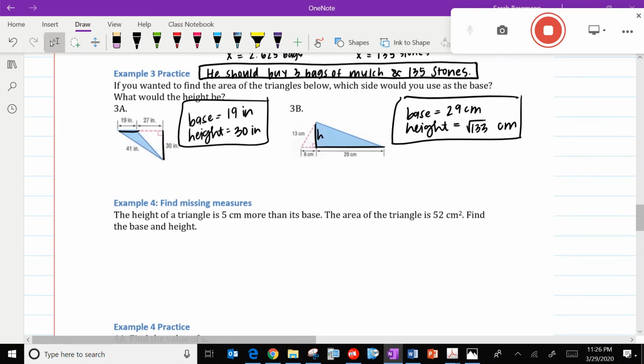Okay, example 4, we're going to do this one together. The height of a triangle is 5 centimeters more than its base. The area of the triangle is 52 centimeters squared. Find the base and the height.